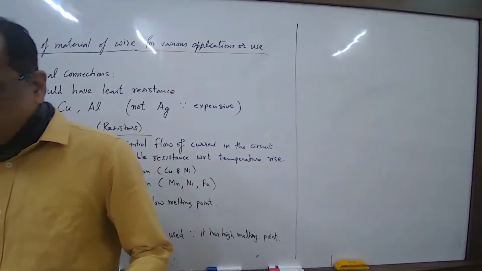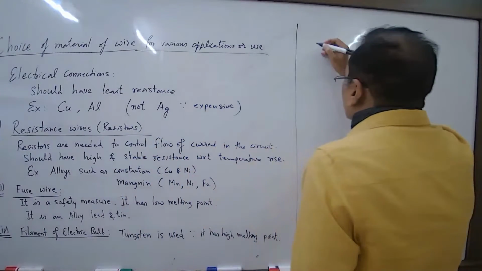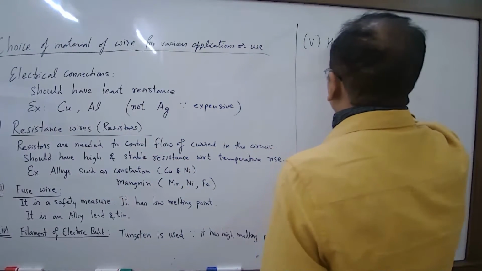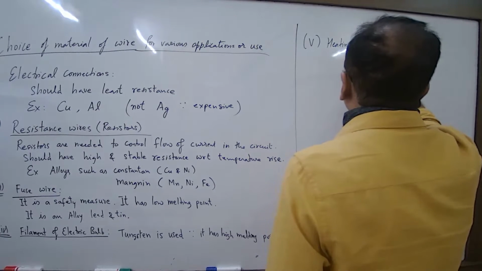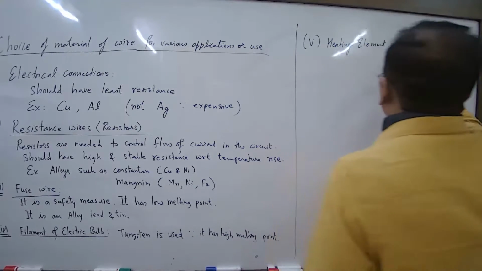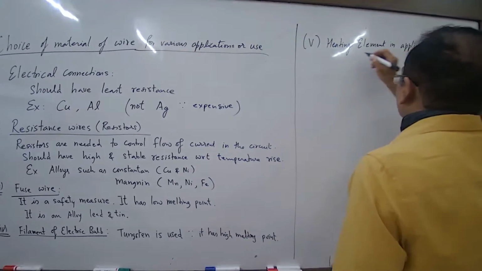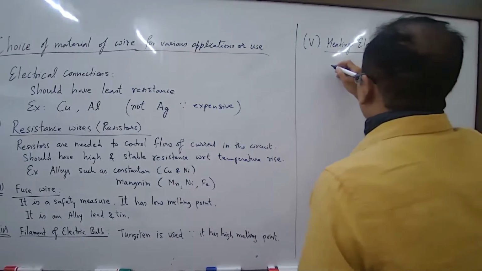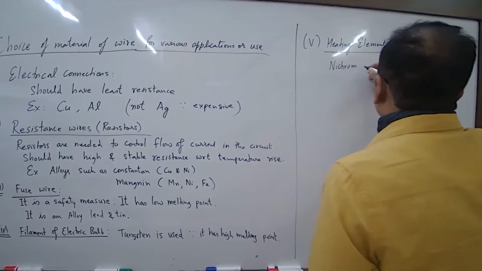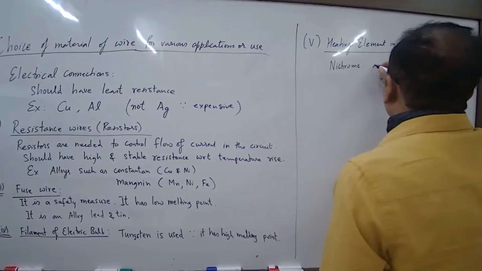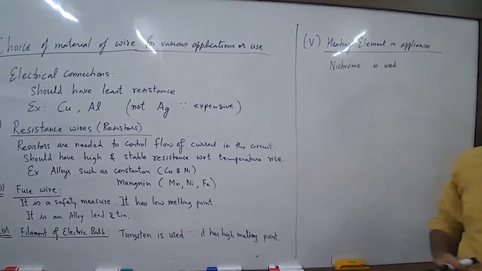Last application is heating element in appliances. So what do we use here? We use nichrome. Nichrome is used to make the heating element.